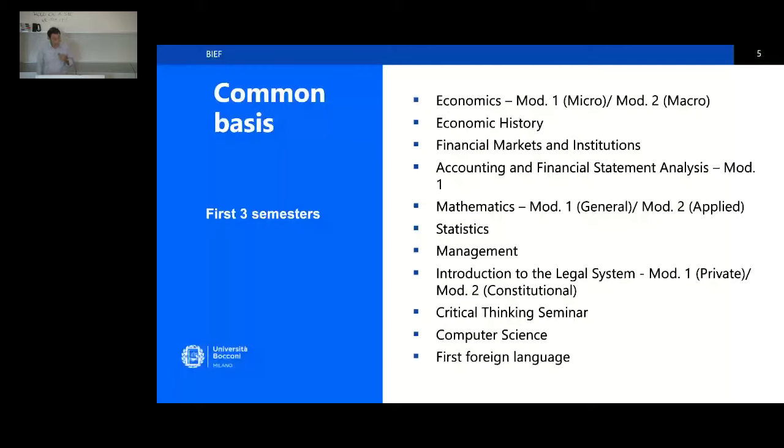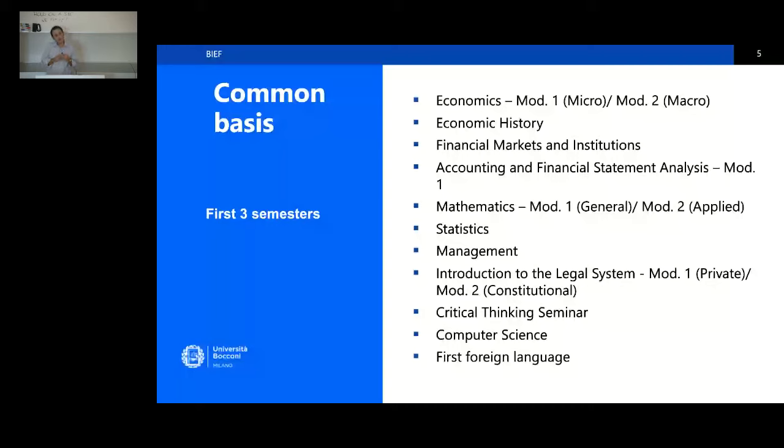The second building block for the common foundation is finance and accounting. So you have your first course in finance. It's called Financial Markets and Institutions. That's an introduction as to how financial markets work. So what are the assets that are traded and who are the players? So who are the financial institutions? And then there is accounting with two modules. Module number one is actually in the first three semesters. The second module is in the fourth semester.